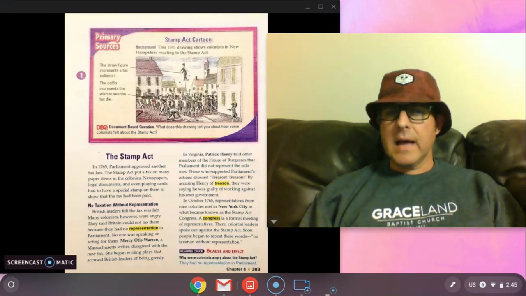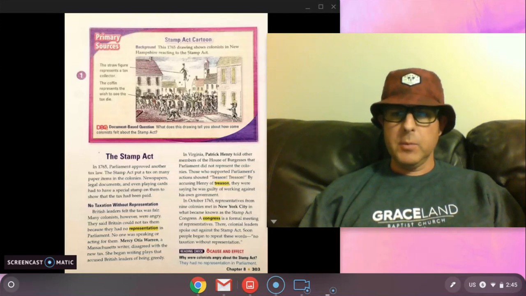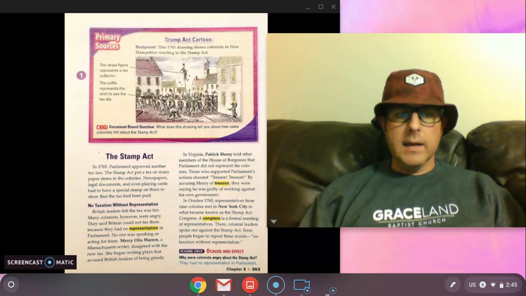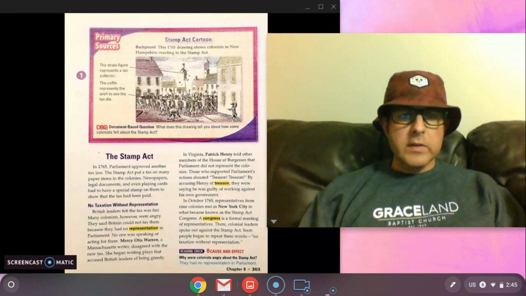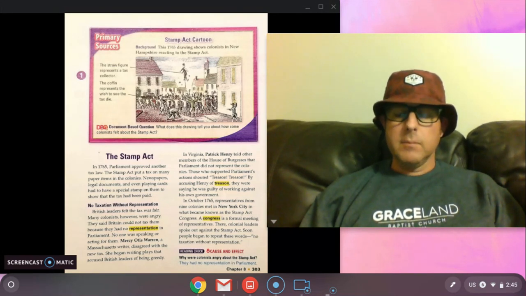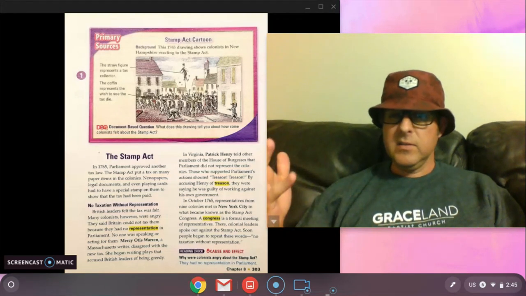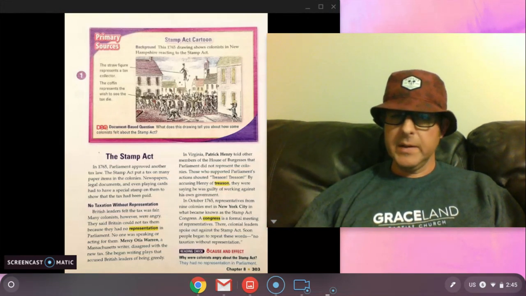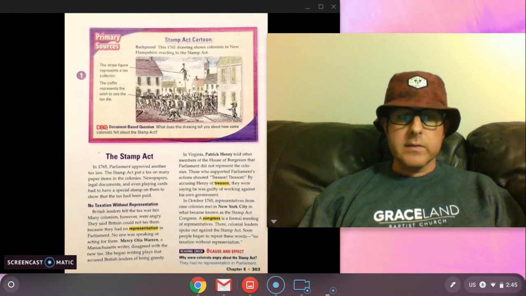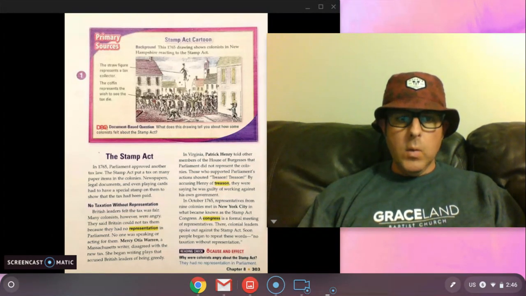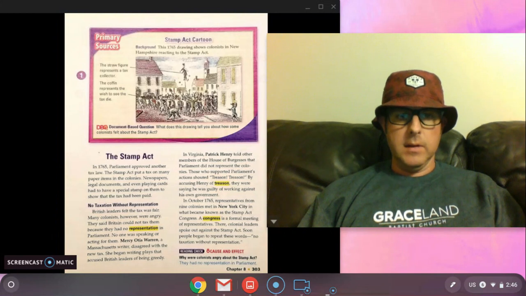The colonists were not happy, so they came up with this idea of no taxation without representation. Here's what that means. It says British leaders felt that the tax was fair. Parliament, those people over there, they said, this is fair. We helped you with the war. You owe us money. Many colonists, however, were angry. They said that Britain could not tax them because they had no representation in Parliament. No one was speaking or acting for them.